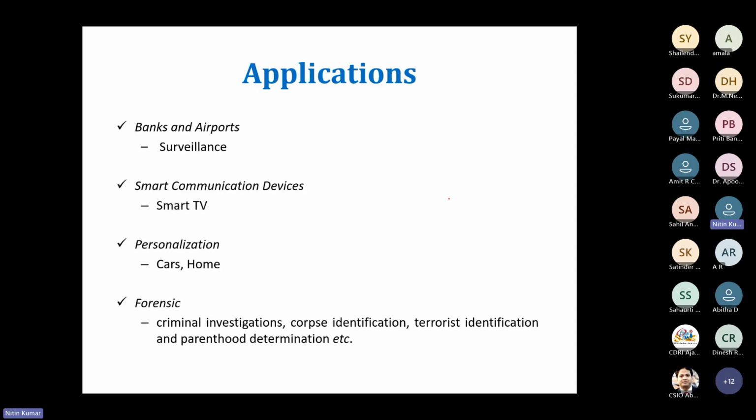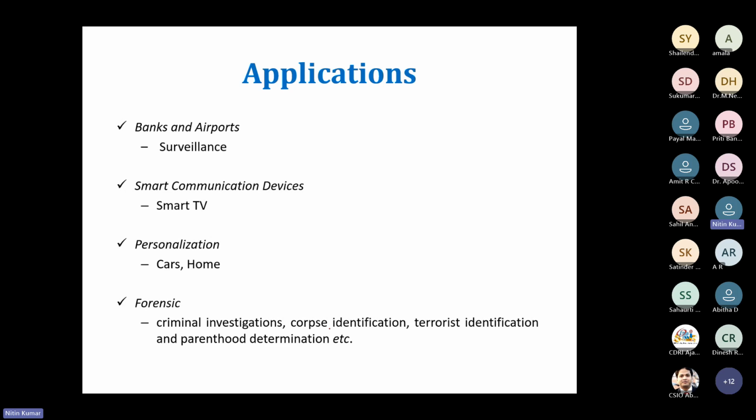And for the applications of this biometrics, I will just quickly go through them. These applications can be in banks and airports for surveillance, smart communication devices, personalization for cars and homes. Forensic applications are possible, like criminal investigations. That is also part of this, as is healthcare. Whenever there is some murder, some kind of post-mortem is done, and this biometrics can also help in that case. So corpse identification: if some dead body is there, who is this person?